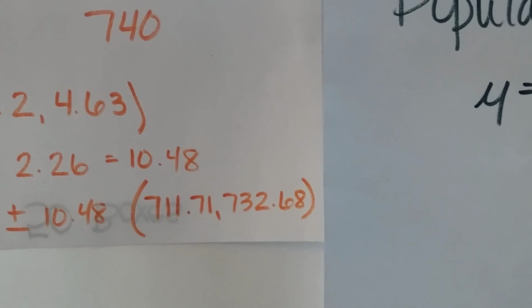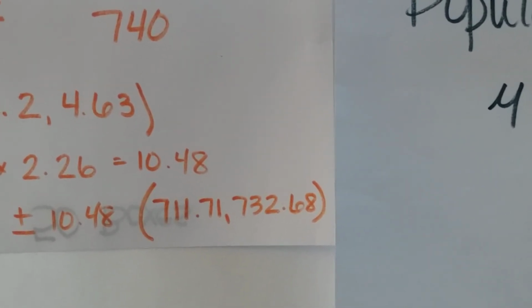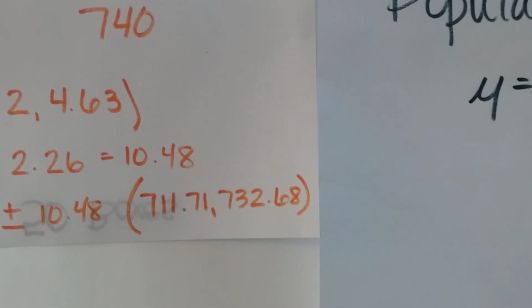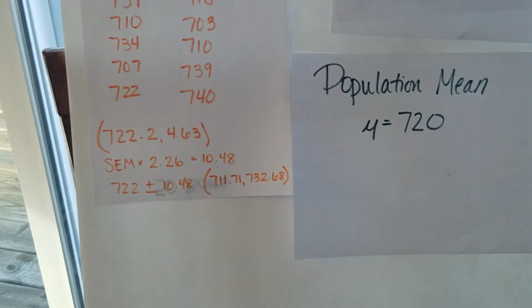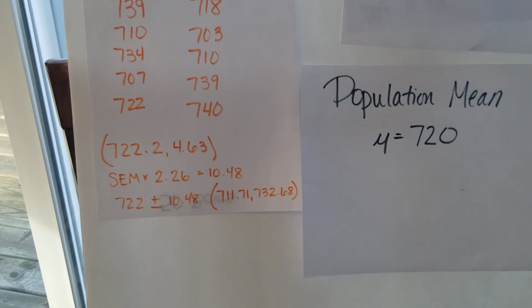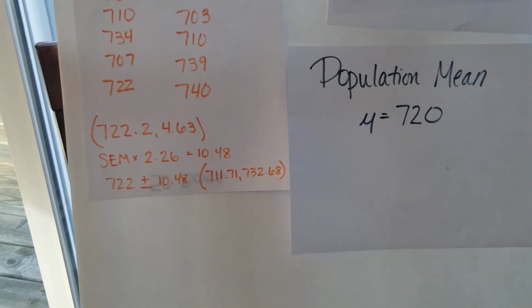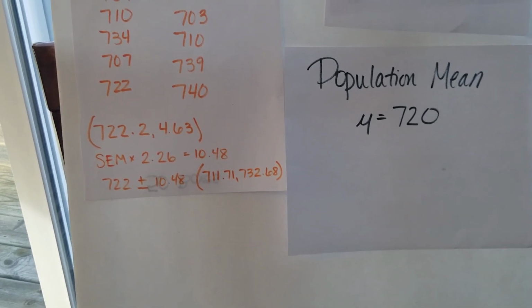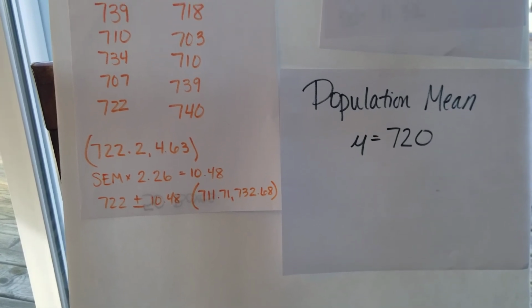This estimate of our population mean is not 100% accurate. When we use a t-value that corresponds to a 95% confidence interval, we are saying that only 95% of the time is our confidence interval going to actually hold the population mean.